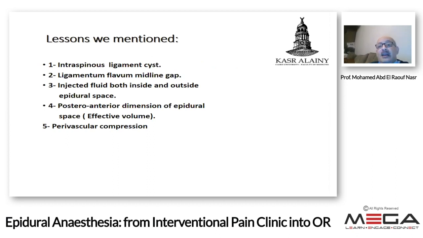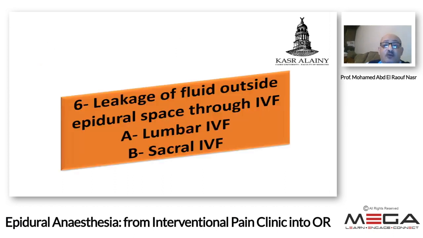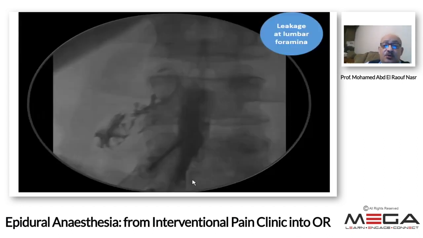So in the past, in the first part, we talked about the intraspinous ligamentum cyst problems, ligamentum flavum. Then we went into the epidural space. We showed the problems of injection, part inside and part outside. We showed the problem of craniocaudal spread and the effect of volume, as well as the perivascular compression. Let's now talk about our injected drug in the epidural space. Can it leak outside the epidural space?